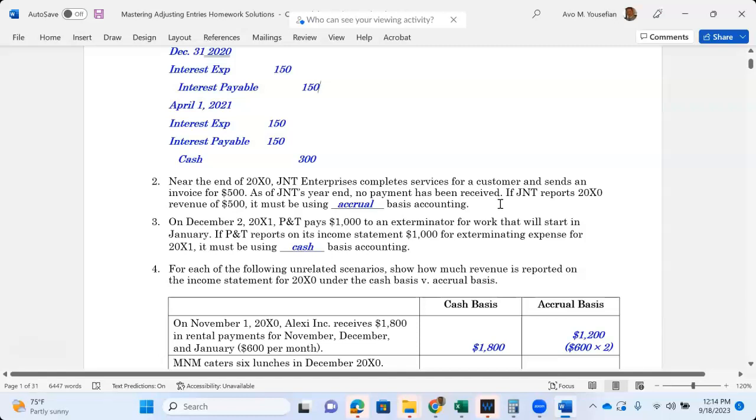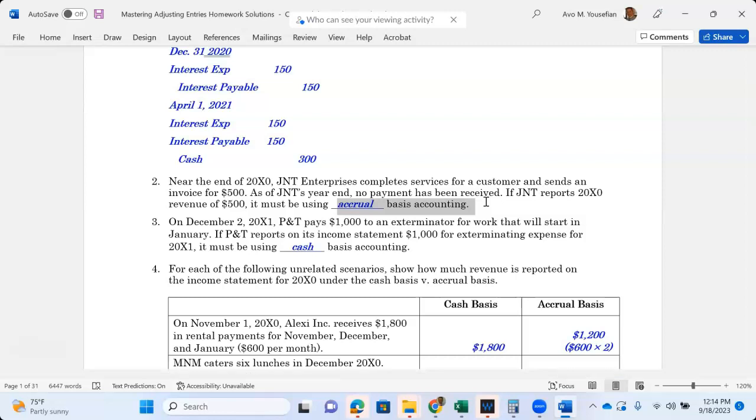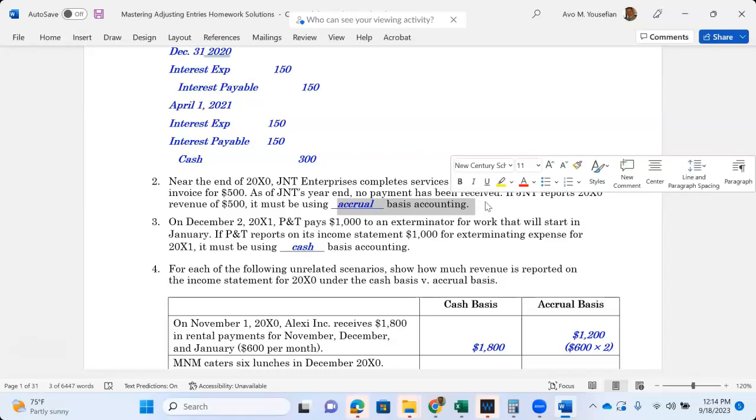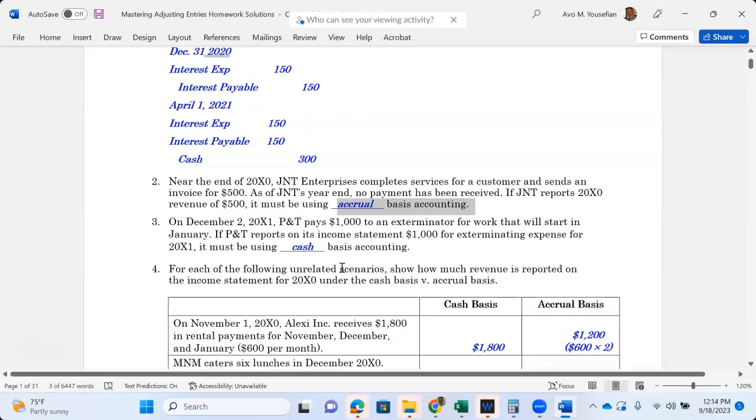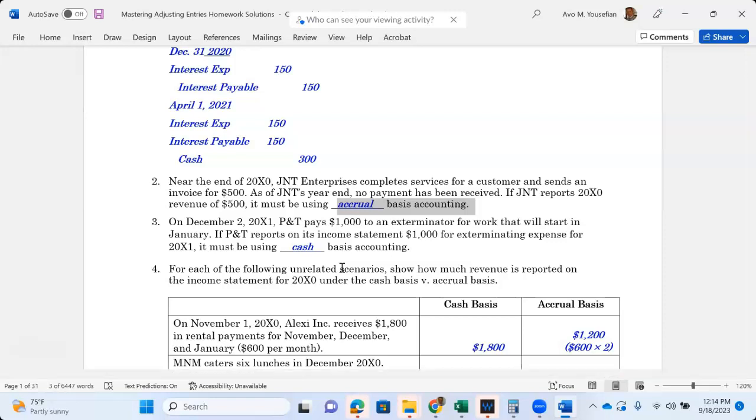If J&T reports 2020's revenue of $500, it must be using accrual basis of accounting, right? Because if you provide the service and you recognize the revenue and send an invoice and you recognize accounts receivable for that, that means it's an accrual basis of accounting. Under cash basis of accounting, that's not true because under cash basis, you never recognize revenue until you get paid.